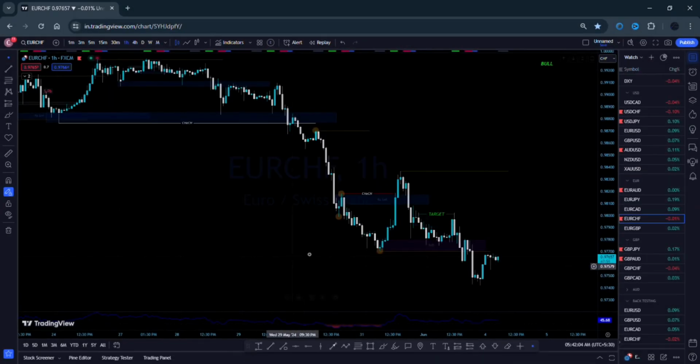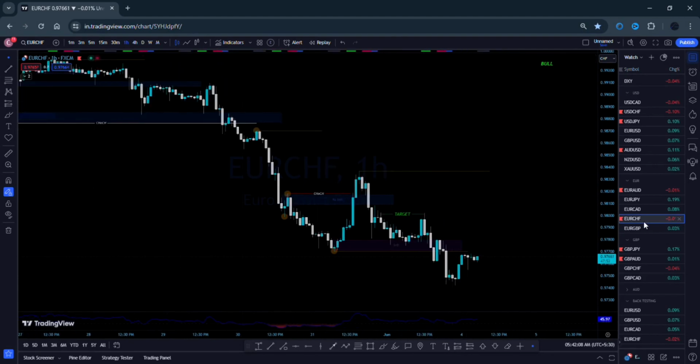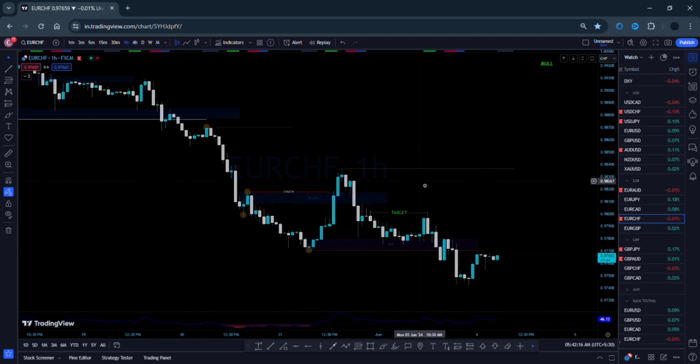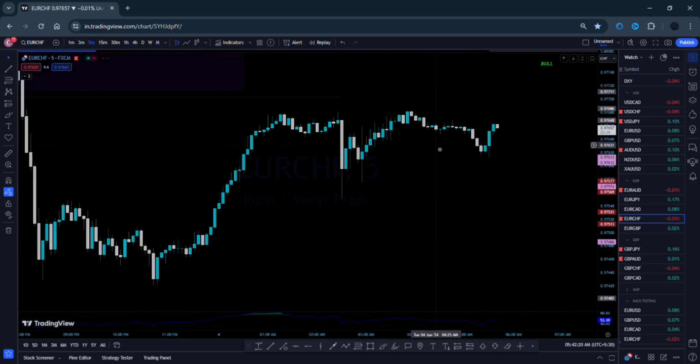So let's go to the results section. This was the Euro CHF. I took the first trade on. As you can see, this was my target on H1 time frame. This was the POI. Let's go to M5.